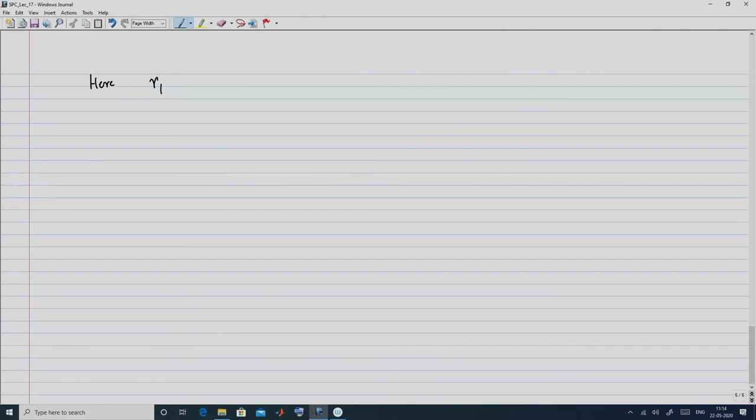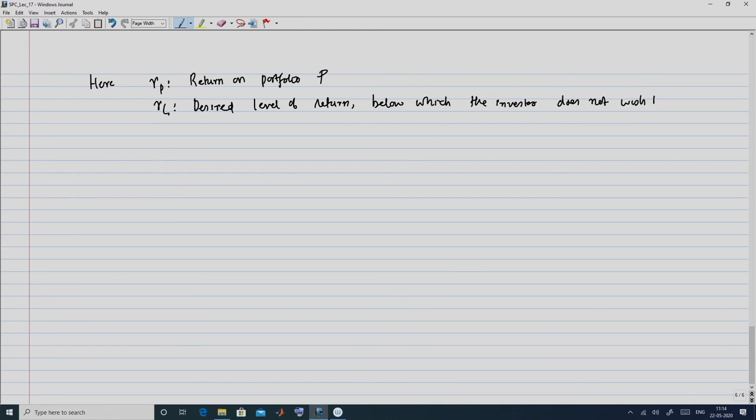So here we have introduced certain notations. The first one is RP. This is nothing but the return on portfolio P. Your RL, which was your target return, is your desired level of return below which the investor does not wish to fall. So this is often referred to as the disaster level or safety threshold.